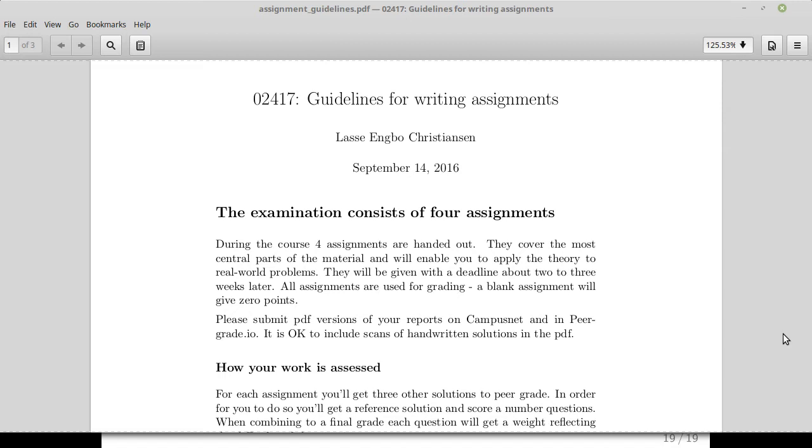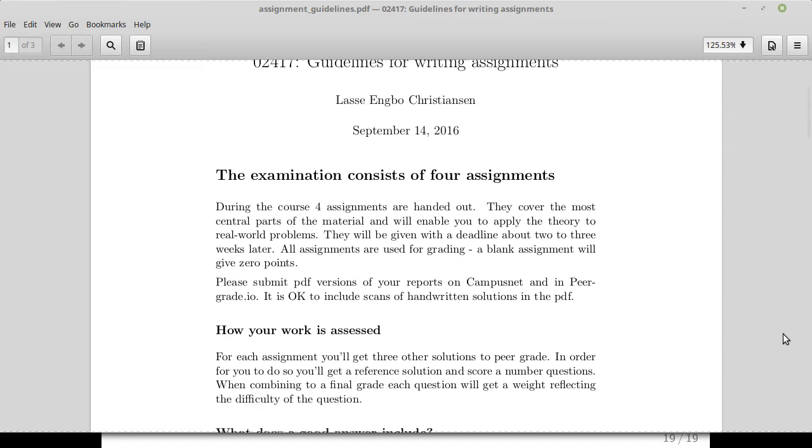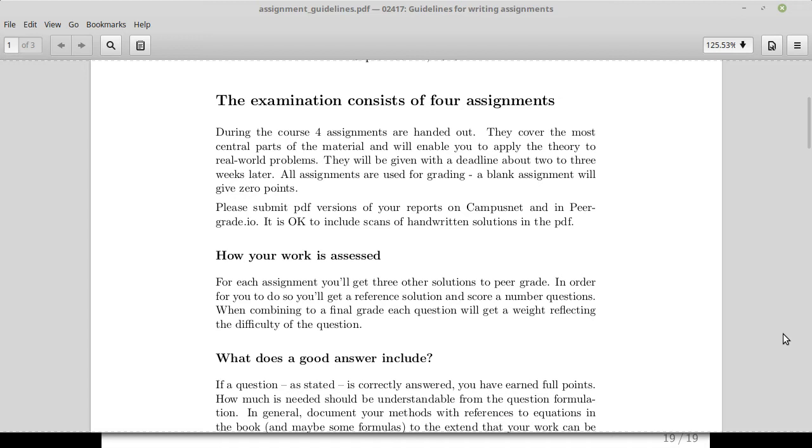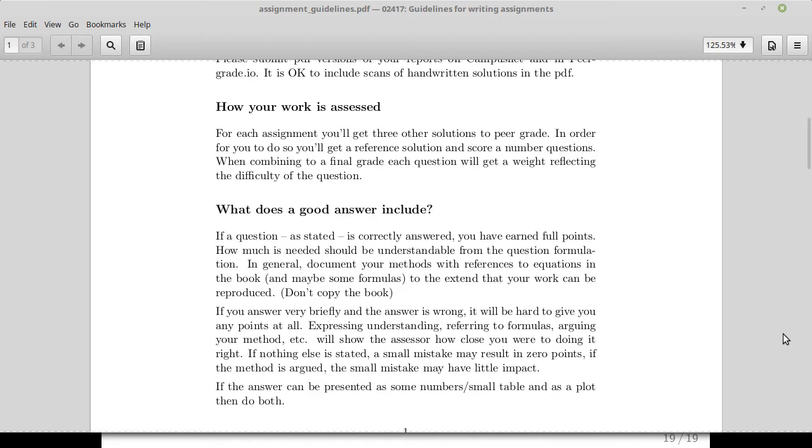So for the assignment, I have uploaded this document, Guidelines for Writing Assignments, just outlining the formal thing. There will be 4 assignments. You will be using the peer grade systems that I invite you to try, but as asked in the break, it's not mandatory to do that. If you've done it many times, feel free not to do anything.